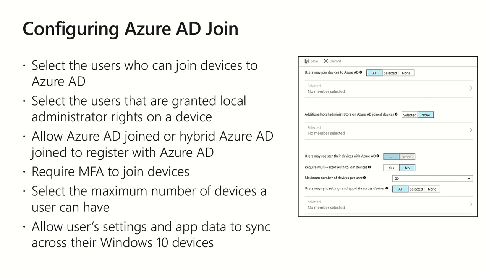Finally, users may sync settings and app data across devices. By default, it's set to none. You can select specific users or groups, or allow all users' settings and app data to sync across your Windows 10 devices. You can learn more about how sync works in Windows 10. This option is a premium capability again, in Azure AD P1, P2, or EMS. Okay, all right, that's our short session today.